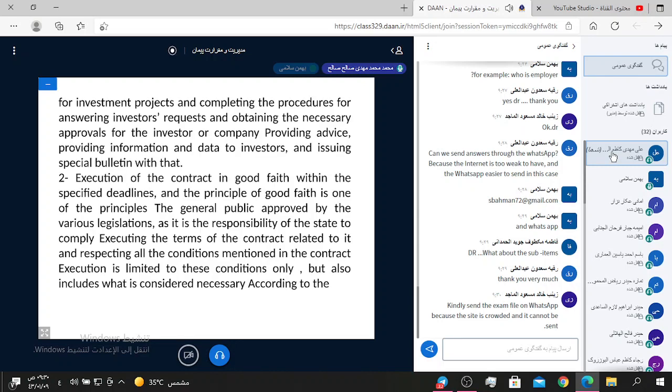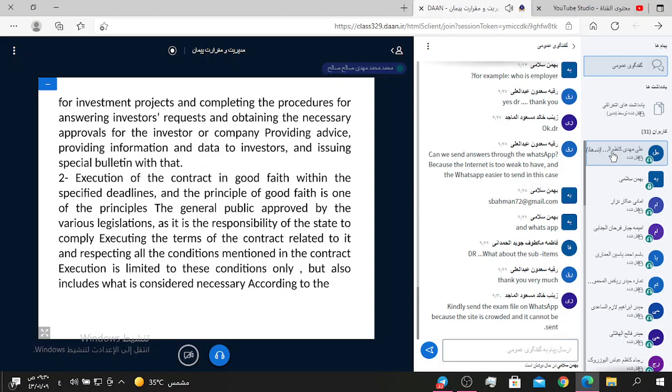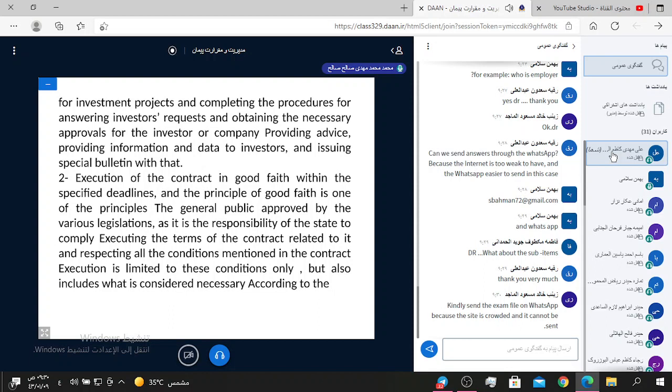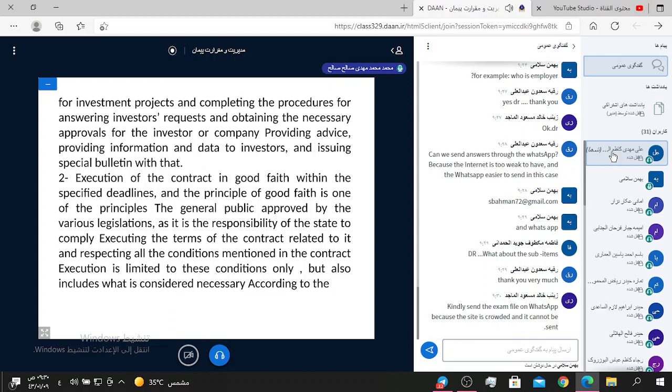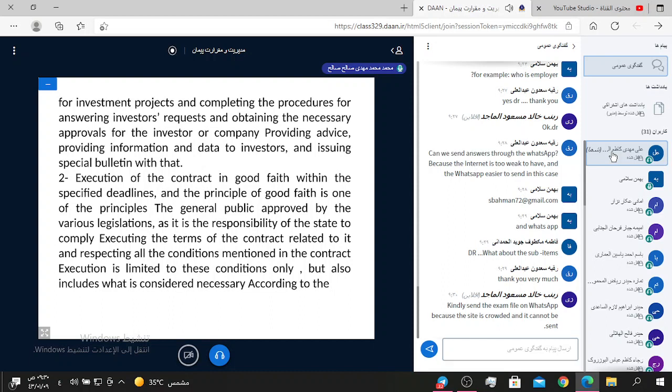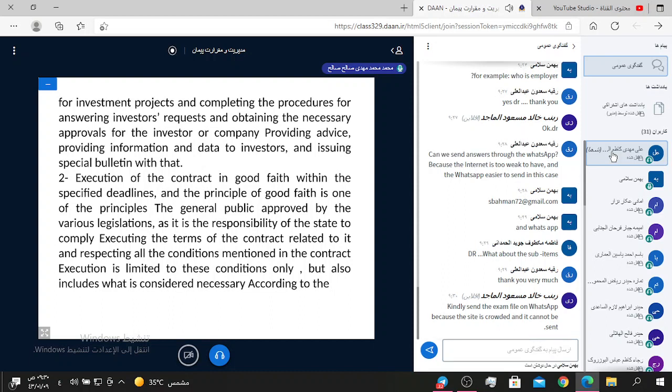For investment projects and completing the procedures for answering investors, requests and obtaining the necessary provisions for the investor or company, providing advice, and providing information and data to investors and assuming responsibilities linked with that.